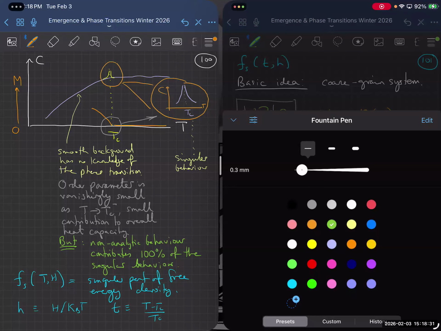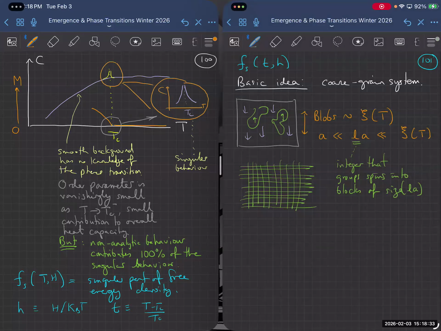And now what we're going to do is construct a block like that. So here's a block, an L by L block, and we're going to ask in that block, if all the spins are pointing up or mostly pointing up, then we can say that there's a variable in that block that has a spin value, and we're going to ask what is the effective behavior for those blocks.